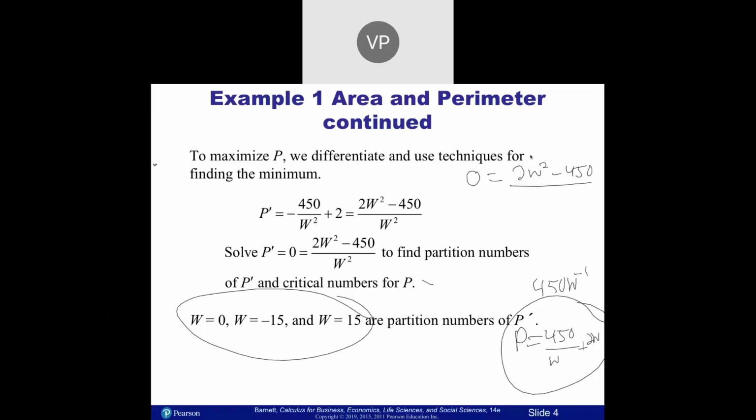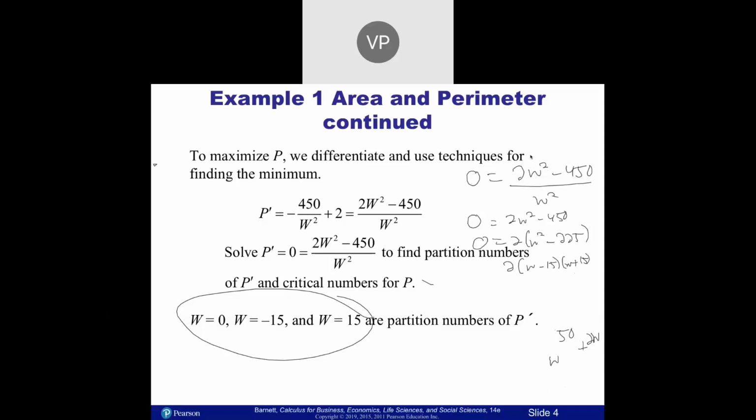Just so that we're all clear, remember when you have this equation right here? We've talked about this a number of times. You only have to let the numerator equal 0, because the only time a fraction is 0 is when the numerator is equal to 0. So I could factor out a 2 and, I'm sorry, W squared minus 225. I can factor this and I get W minus 15, W plus 15. And basically, when you solve it, you get the numbers 15 and negative 15.